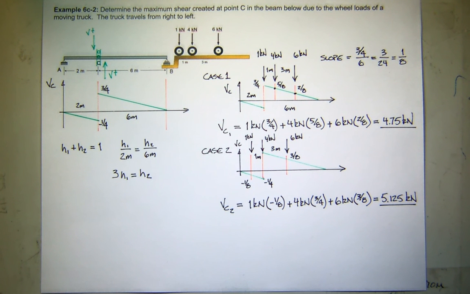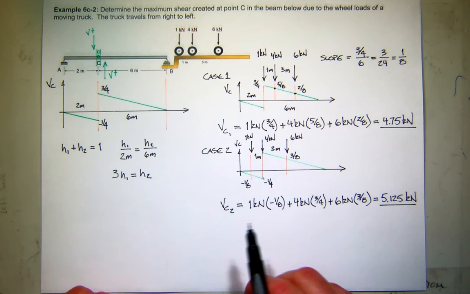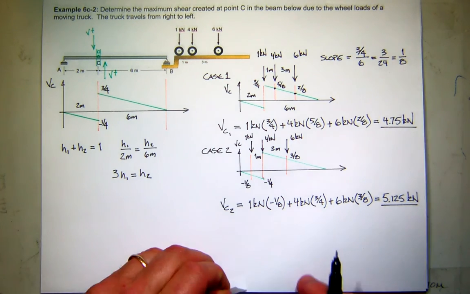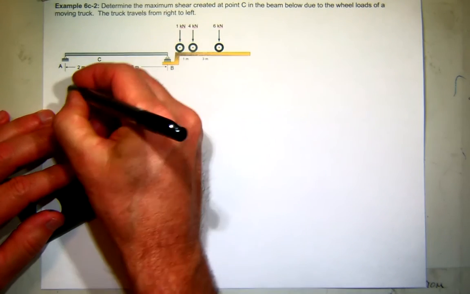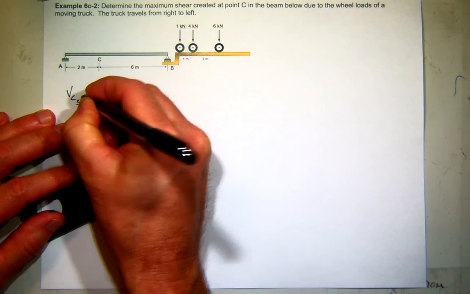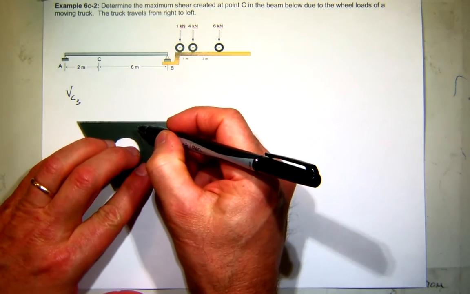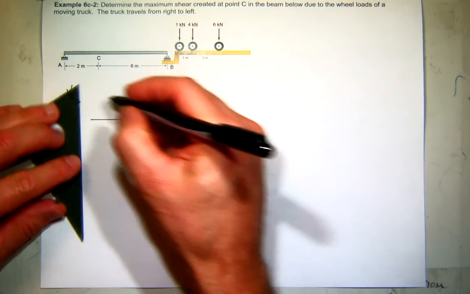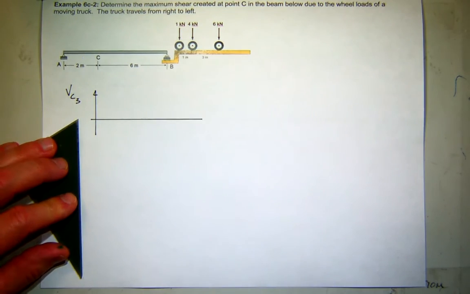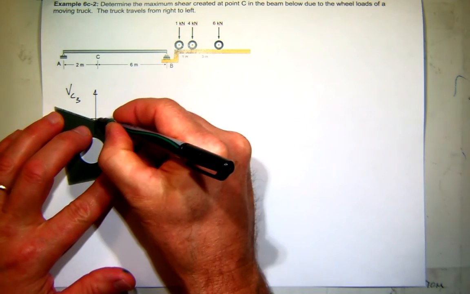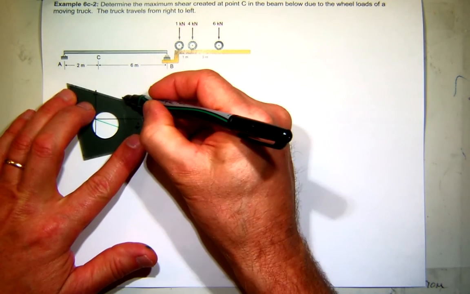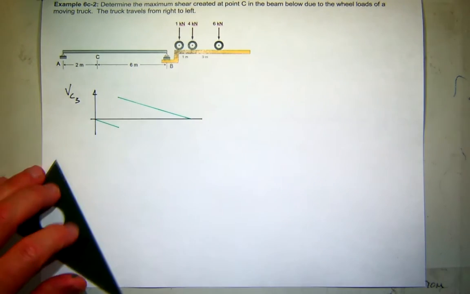Now, probably that's going to be the worst case, maybe? We'll find out. Because what happens with case 3? I don't know if I can squeeze it in here, so I may have to switch to a different sheet real quick. So the shear at C for the third case, I'll redraw the influence line. So there it is.